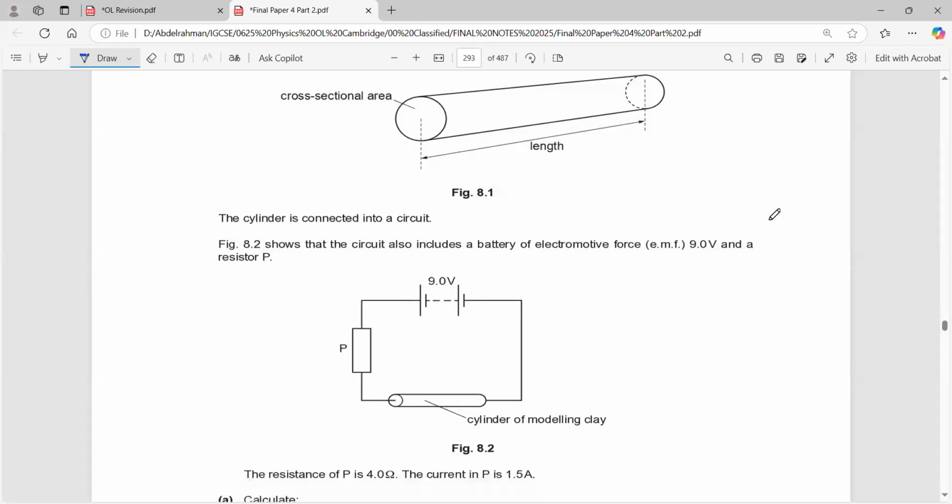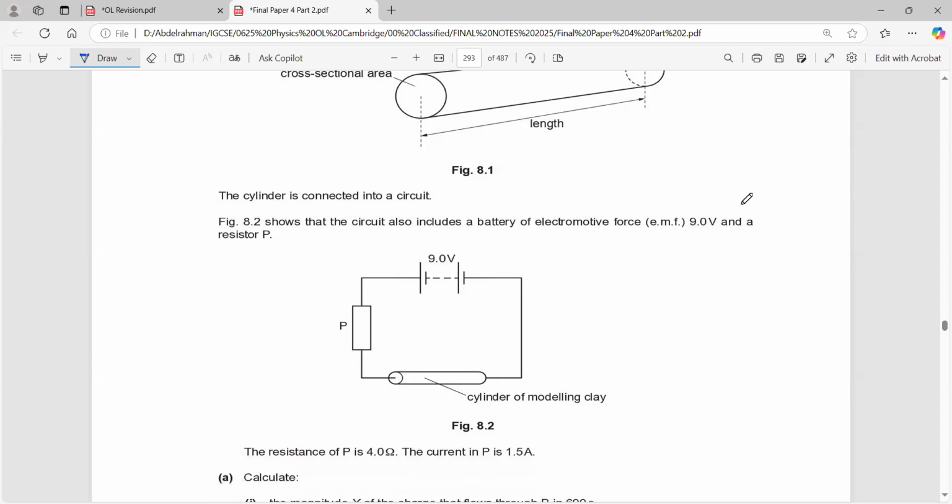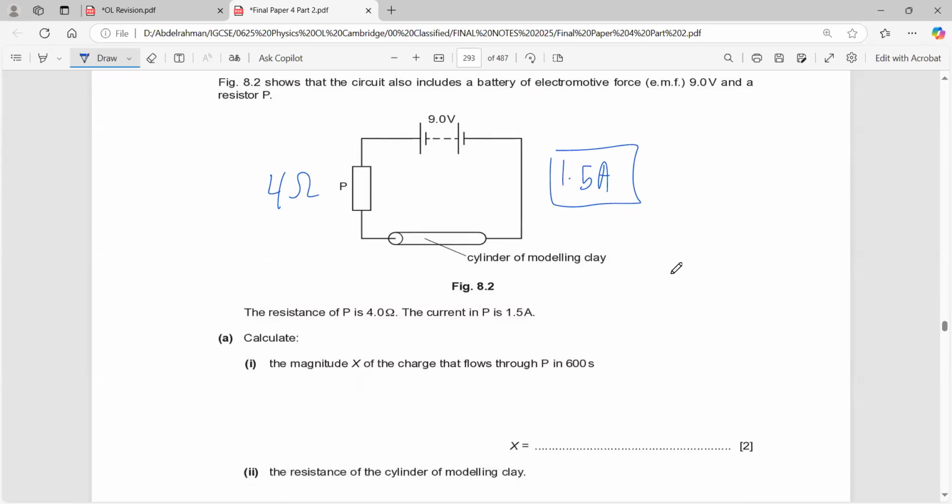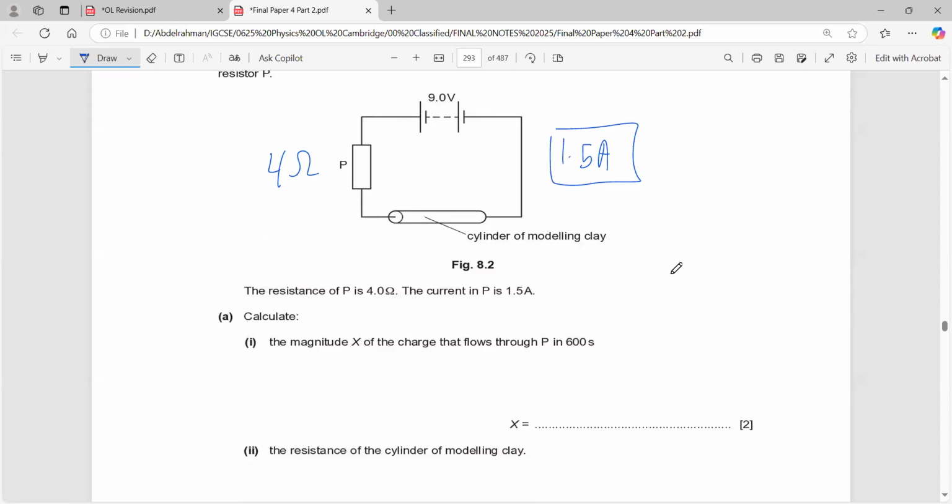The current can pass through this modeling clay. It has a cross sectional area, a length, and whatever. The cylinder is connected into a circuit. Figure 8.2 shows the circuit, a 9-volt battery. The resistance of P is 4 ohms. The current passing is 1.5 amperes. Can you find the magnitude of the charge that passes through P in 600 seconds?